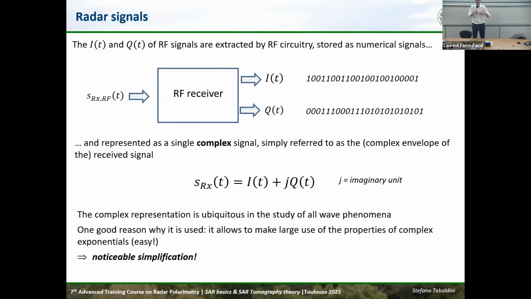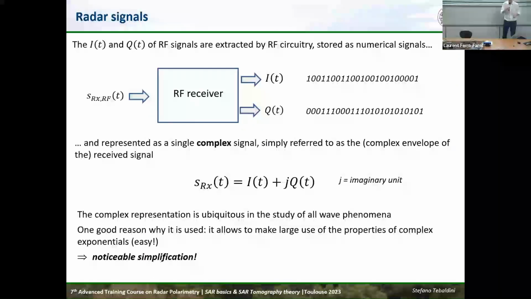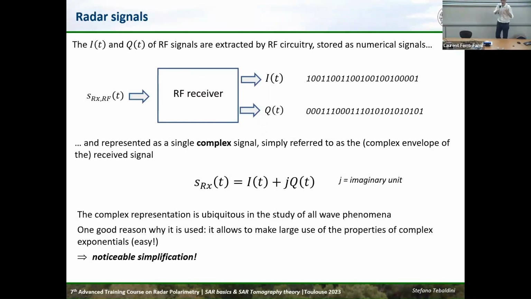Everything comes out easily. But of course, you need to accept that you are representing two signals as a single signal, but it is complex. So for those who have a background in engineering or physics, this is quite natural. For those who haven't, don't worry, you will get familiar with this.